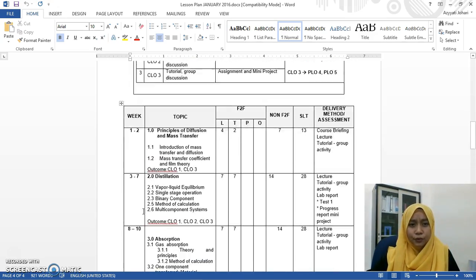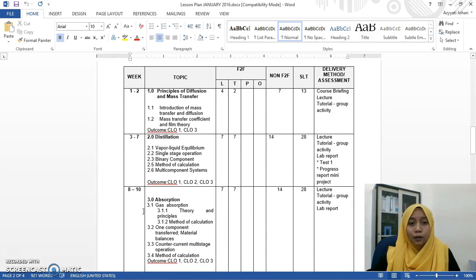Alright, so next we want to move to the lesson plan for this subject throughout 14 weeks of study. So we have planned for you, okay, in week 1 and week 2, we should finish the principles of diffusion and mass transfer, which is chapter 1, where in this chapter you will learn a little bit about the diffusion theory, the introduction of mass transfer, okay, and also mass transfer coefficient and film theory.